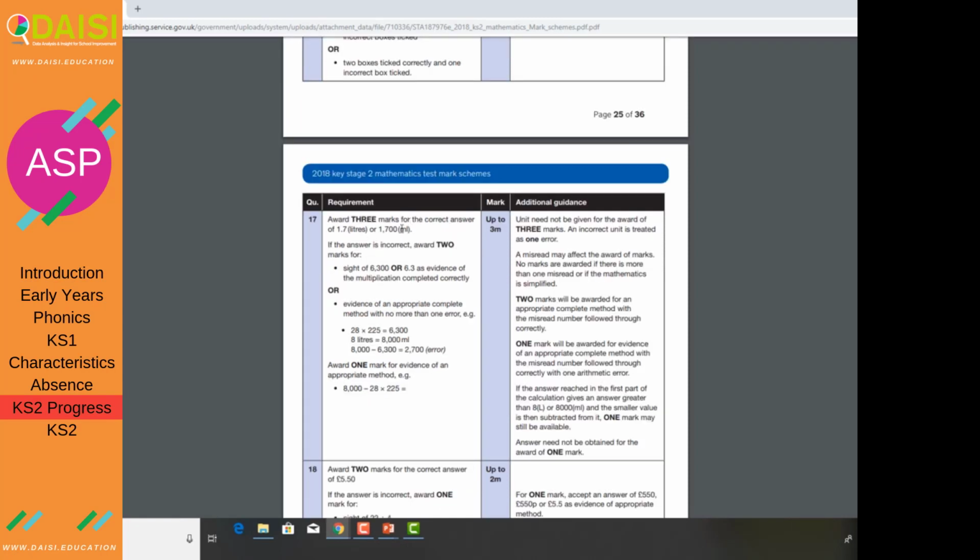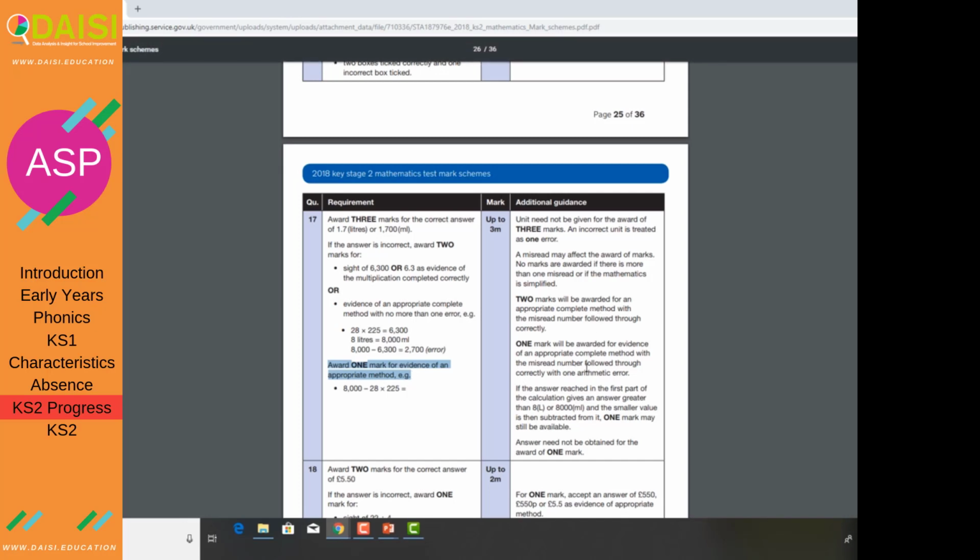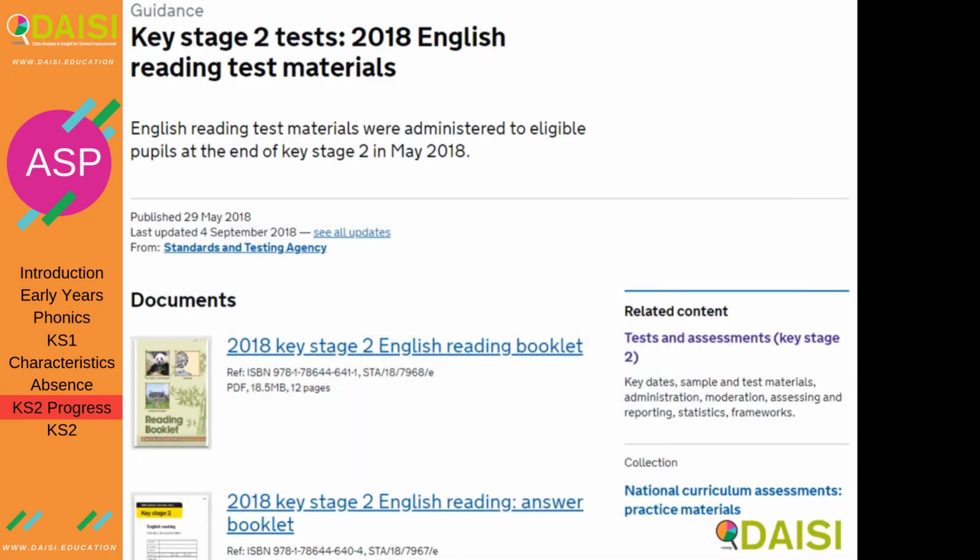In this 3-mark question, award 2 marks if 6,306.3 is calculated, award 1 mark for evidence of an appropriate method. In other words, you don't even have to get the answer right as long as there is only 1 arithmetic error. So answer need not be obtained for the award of 1 mark. So these mark schemes are well worth a read.